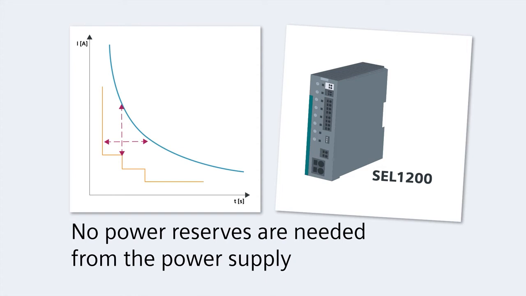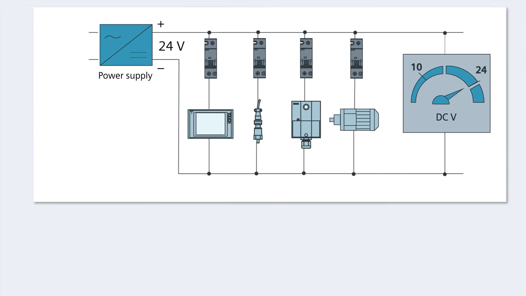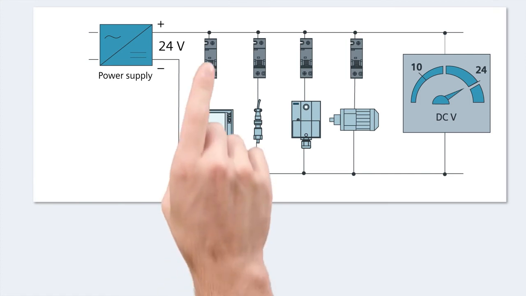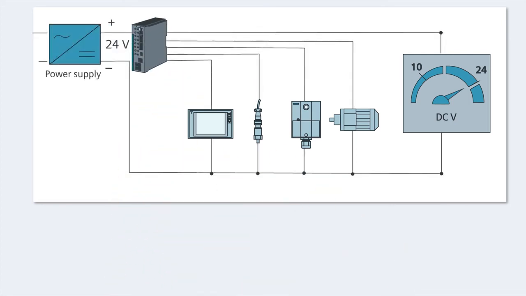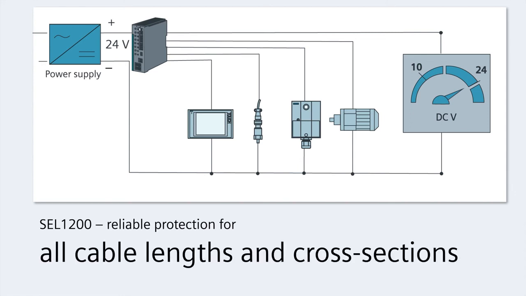Now, let's look at the SEL1200 in an application example. Whereas traditional miniature circuit breakers have to be specially adapted to each load circuit, it's not necessary with the SITOP selectivity modules, because they safely and reliably protect the connected loads, regardless of cable length or cross-section.